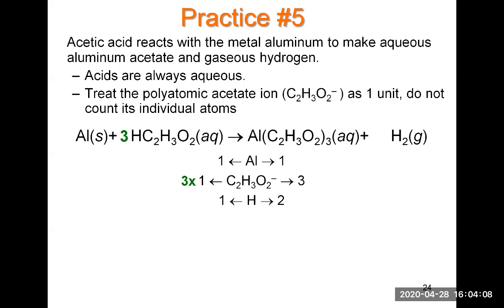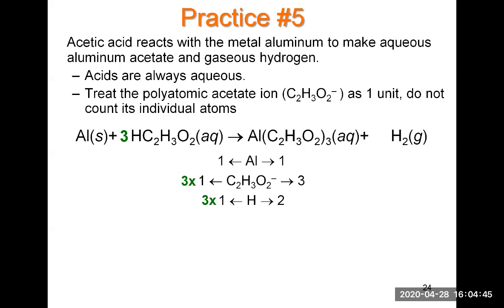By doing this, we are changing the number of hydrogens, because the 3 here belongs to the whole formula for the acetic acid, and it contains the acetate ion and a hydrogen. So this changes the number of hydrogens to 3 on the left. Now we have 3 hydrogens on the left, 2 on the right, and whatever we put in front of the H2 molecule will have to be multiplied by 2, because there are 2 hydrogens per formula.